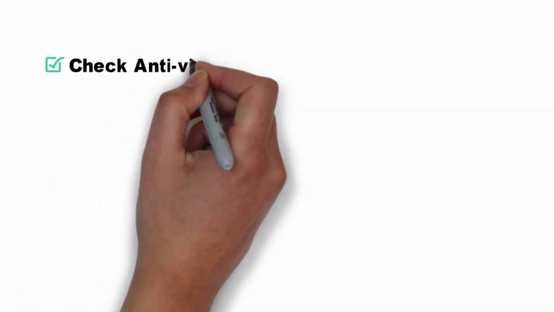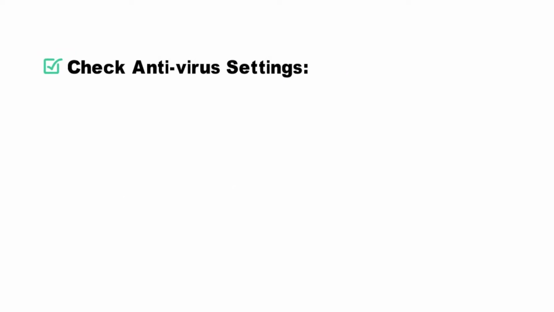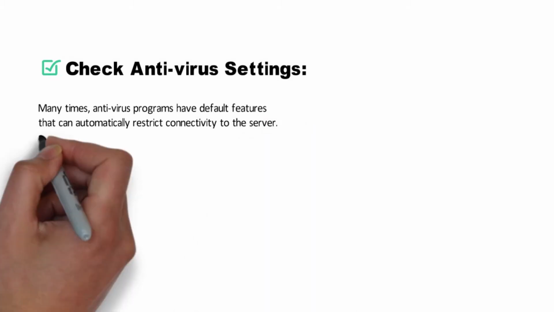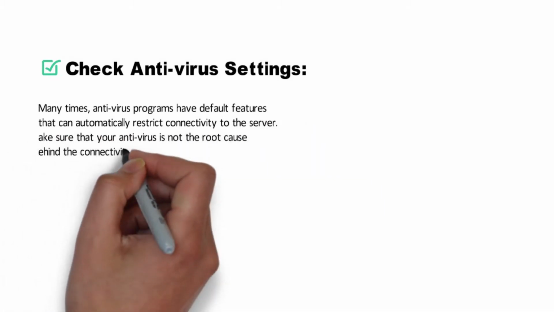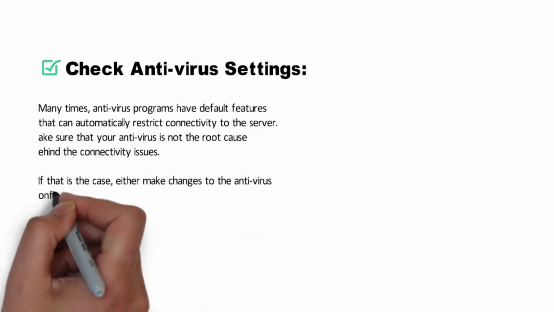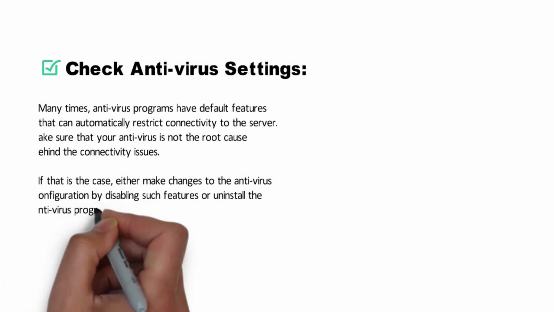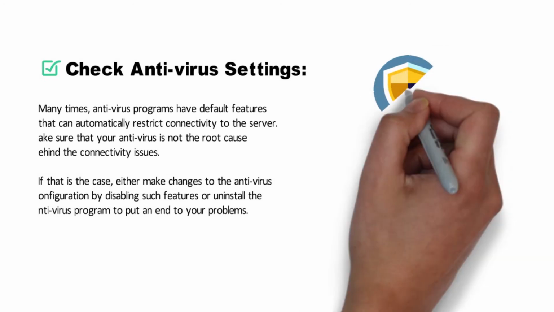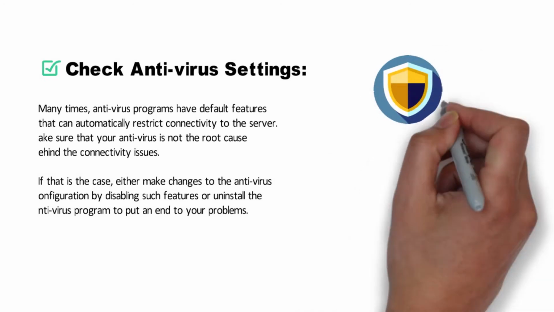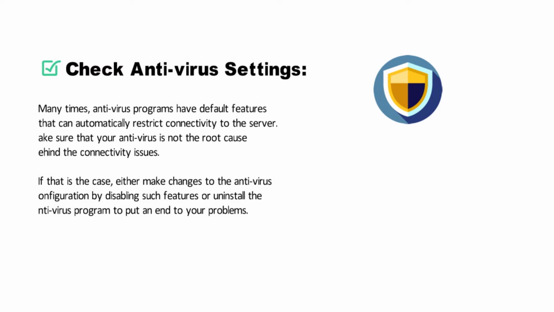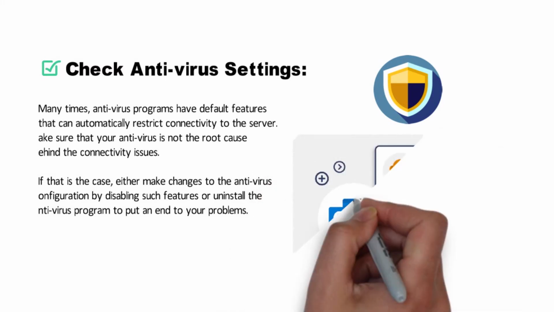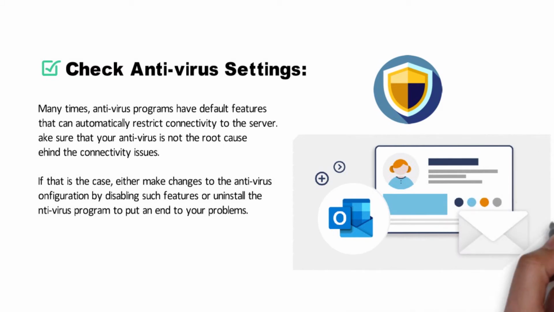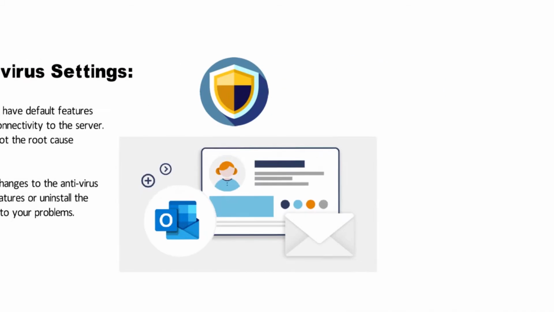Second, check antivirus settings. Many times, antivirus programs have default features that can automatically restrict connectivity to the server. Make sure that your antivirus is not the root cause behind the connectivity issues. If that is the case, either make changes to the antivirus configuration by disabling such features or uninstall the antivirus program to put an end to your problems.